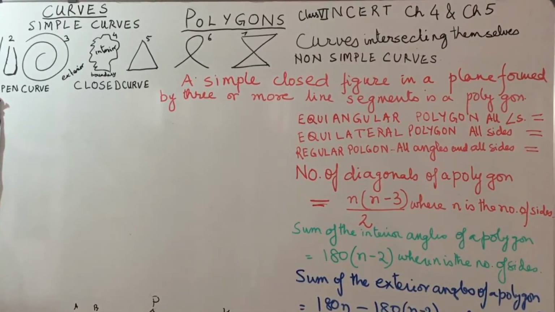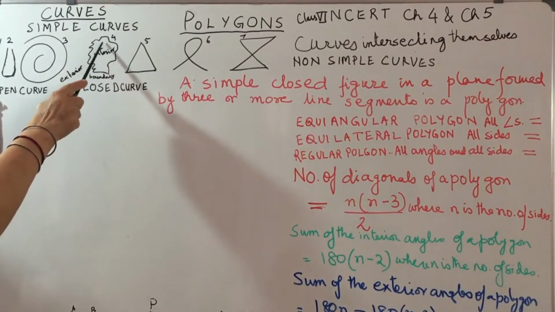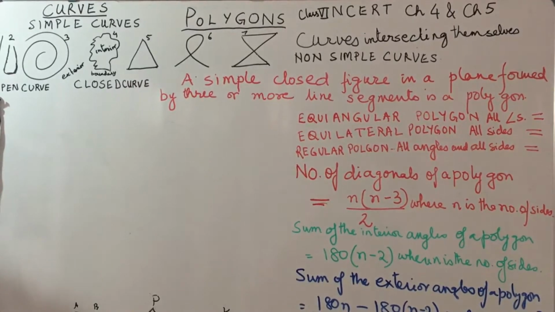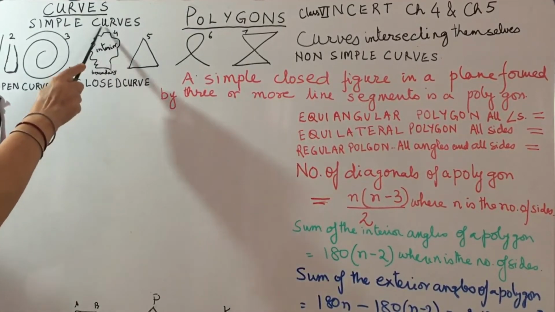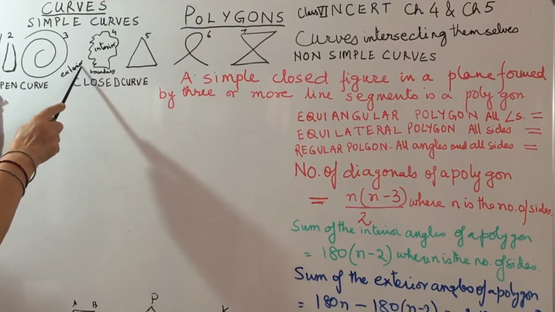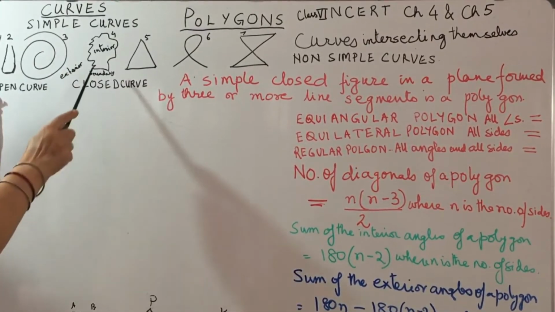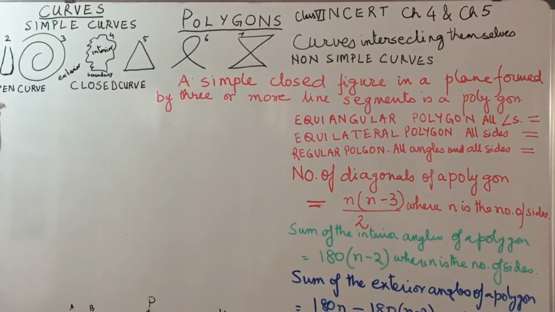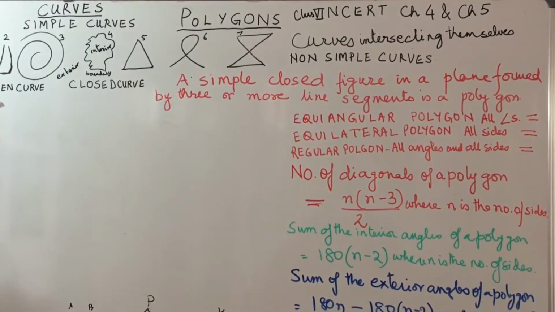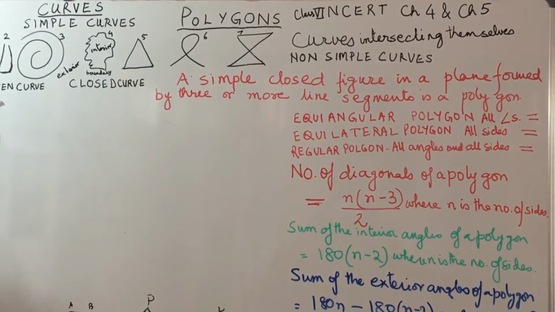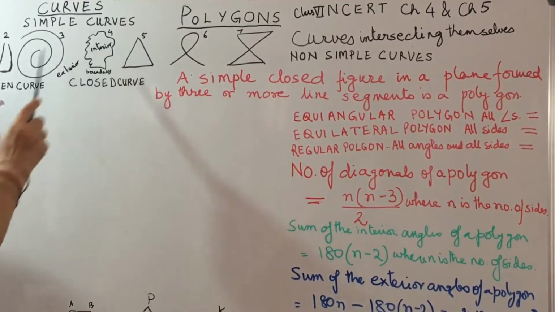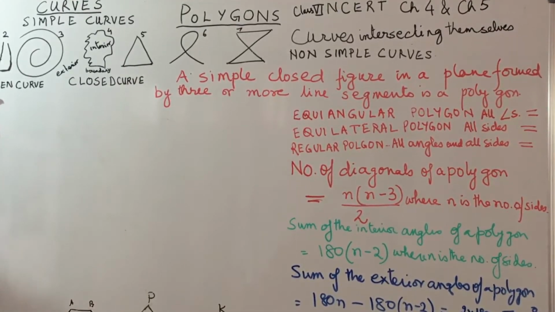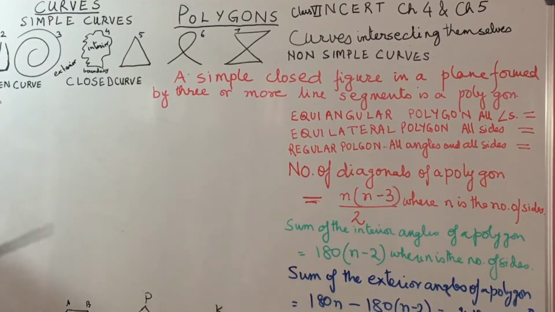In a closed curve, this inside portion is called the interior of the closed curve. The outside portion, everything, is called the exterior, while the line which demarcates the curve is known as the boundary. Now, the boundary and the interior of the curve together form the closed curve region.